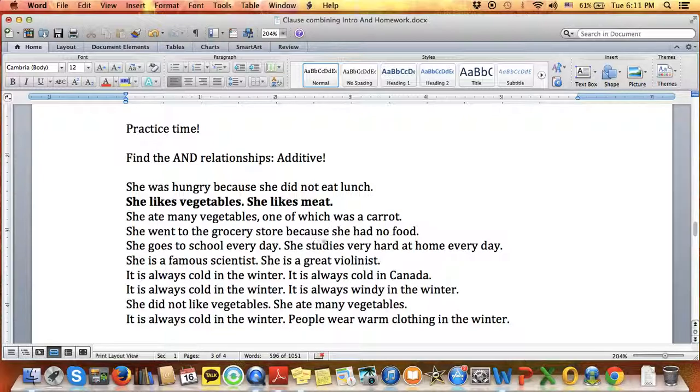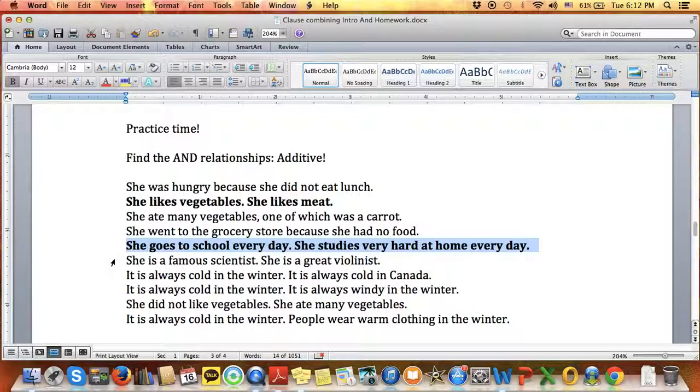All right, next up. She goes to school every day. She studies very hard at home every day. Ding, ding, ding. Here's another one. So we found another and relationship. These two are related. The same idea, two predications about it. Same focus. All right. So we get that.